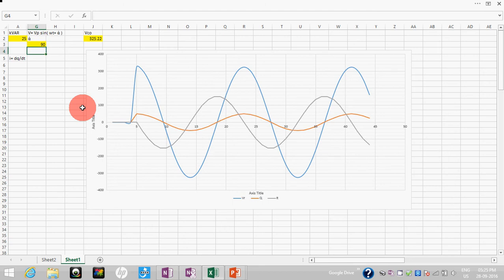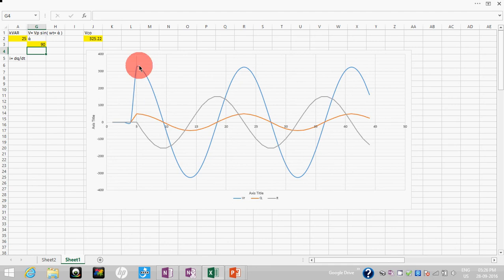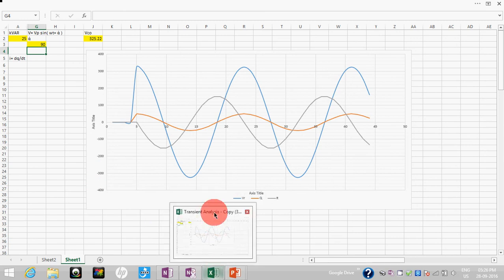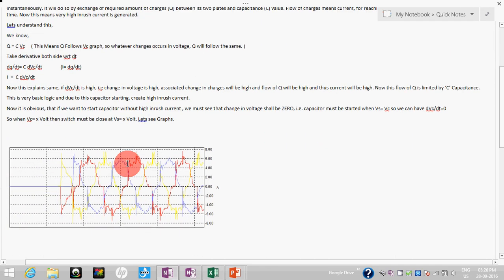If we switch at 30 degrees, it will be like this. Still at 30 degrees, if you see this kind of slope, there might be a possibility that high inrush current will be seen. Now it is very obvious that if we want to switch it on at 90 degrees, the capacitor should also have a voltage of 90 degrees, so the Q at that point will be 0. This is a very ideal condition, but we'll see one of the graphs that we have captured when the capacitor starts at 0 voltage.